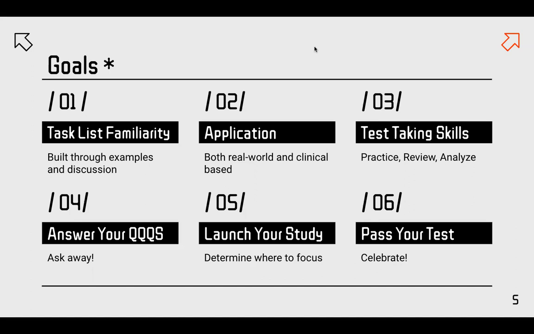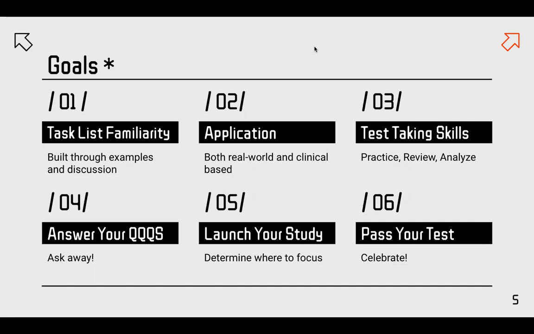So we're going to teach you some application using both real world and clinical examples. As much as real world examples are important, your test is going to be mostly clinical. So you can have all of the crazy, awesome examples in real life, but you also have to be able to put them into a clinical concept. And it's important to be able to do both of those.